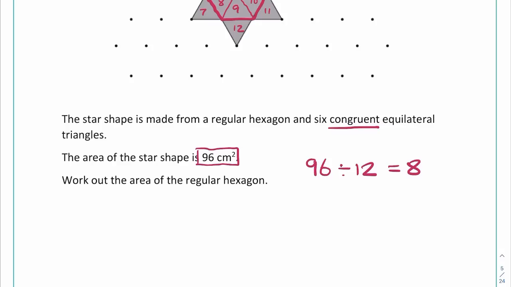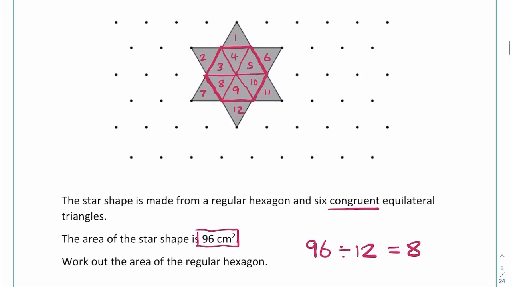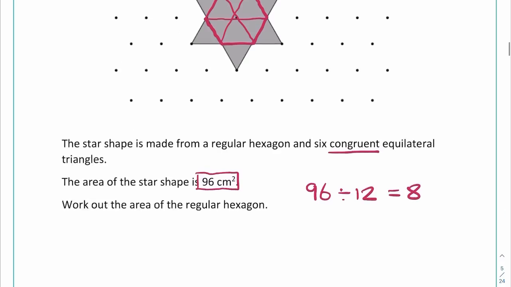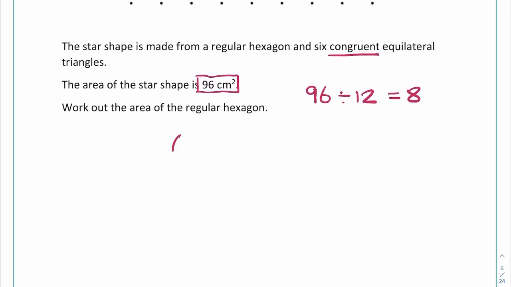So where it says work out the area of the regular hexagon, well, let's just have a look at how many triangles are in the hexagon, and it does obviously link to the amount of sides it has. You can see that there are going to be 6 of those triangles. There you go, 3 on the top, 3 on the bottom there. So if each one has an area of 8, we'd do 6 multiplied by 8, and that gives us the area, which is 48 centimetres squared.